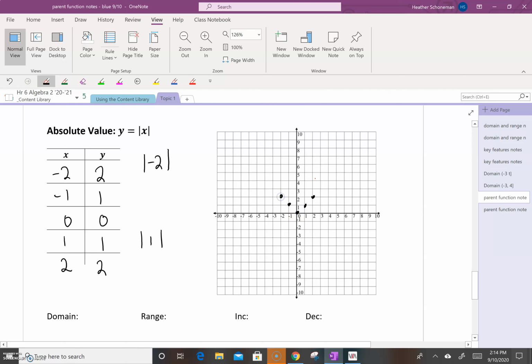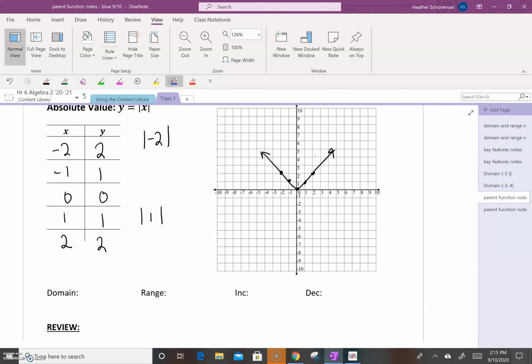Now, unlike the quadratic that was a parabola and curved, this is a V. These lines are straight. The domain, left and right, it's everything. So -infinity to infinity. The range, there's nothing down here, but it starts at 0, so it's 0 to infinity. The 0 is a bracket because that point is included.